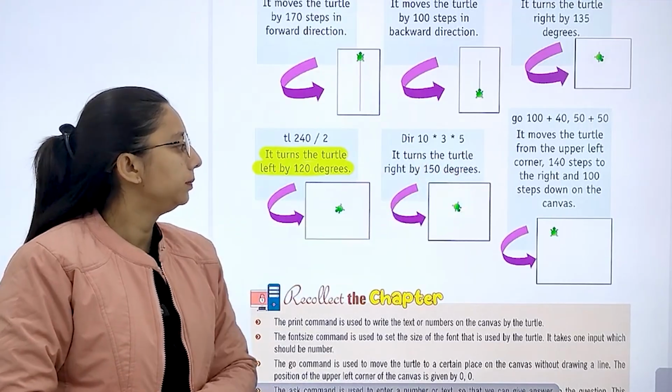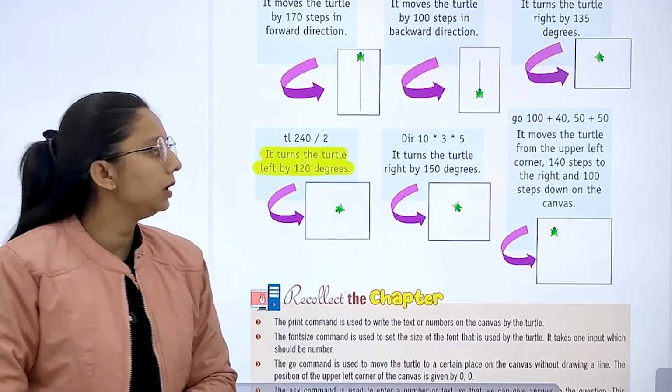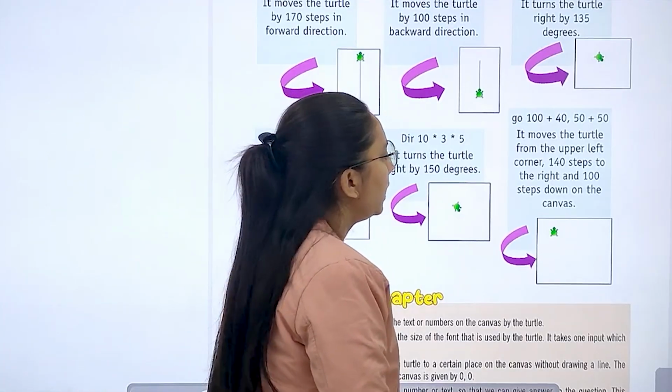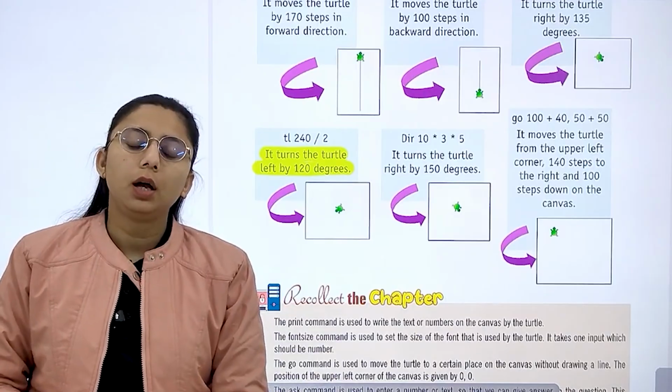Then we have 150 degrees. The turtle will turn right 150 degrees. It moves the turtle from the upper left corner 140 steps to the right and 100 steps down on the canvas.